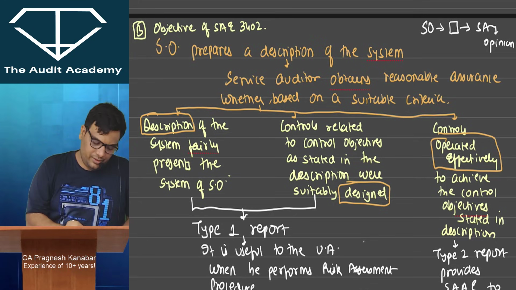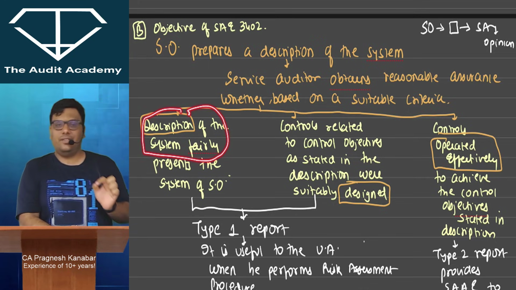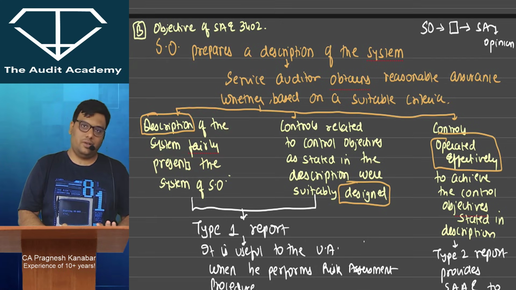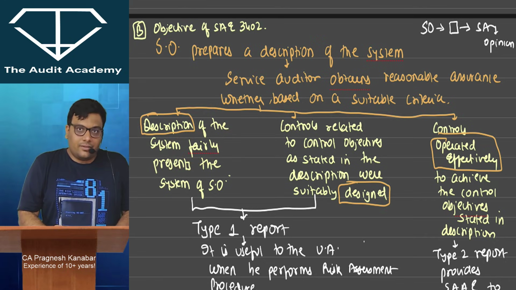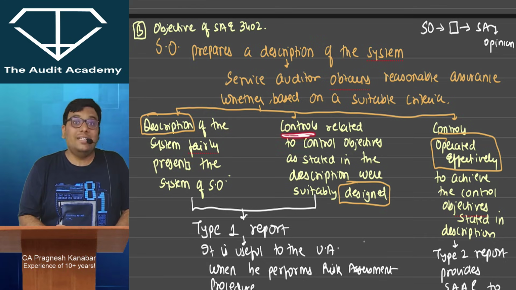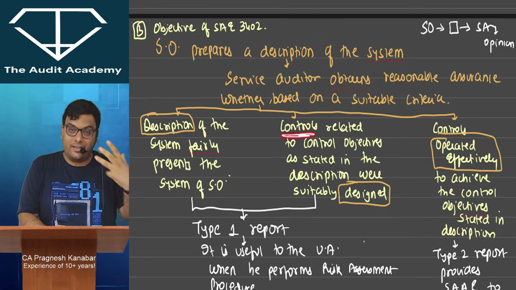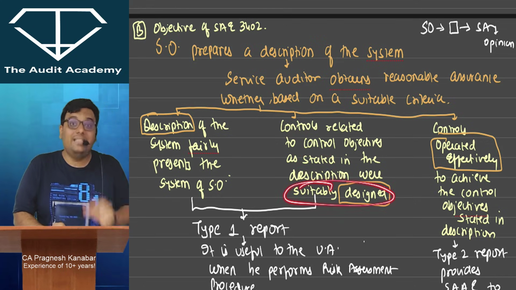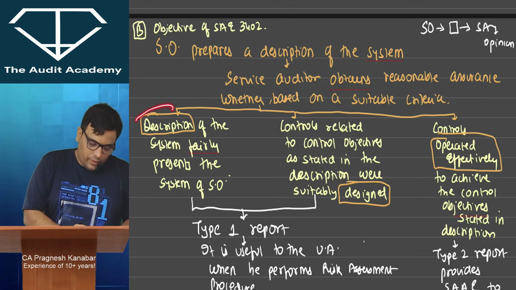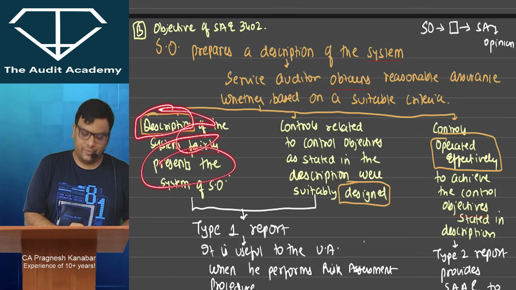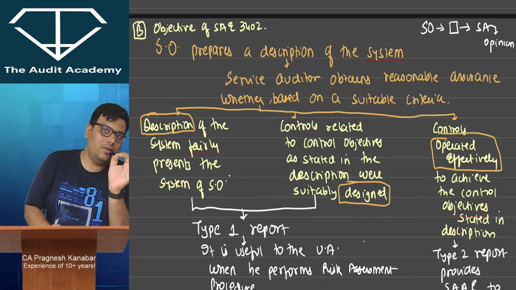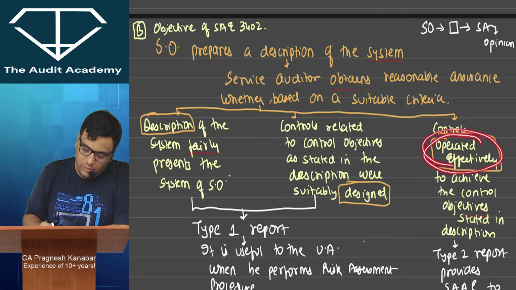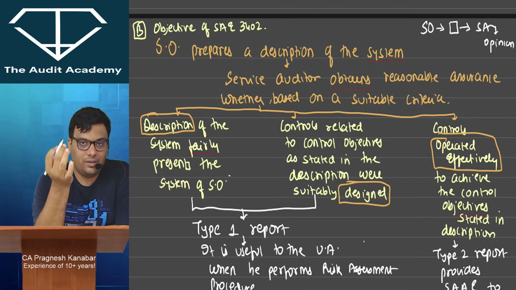First, whatever description has been given by Y Limited of the system, whether it fairly presents the system of the service organization. Then whatever controls the service organization has implemented, whether they are suitably designed or not. So one is about the description, whether it fairly presents the system. Second is about whether the controls are suitably designed. And third, the main thing, that he will perform tests of controls and also comment whether these controls are operating effectively or not.